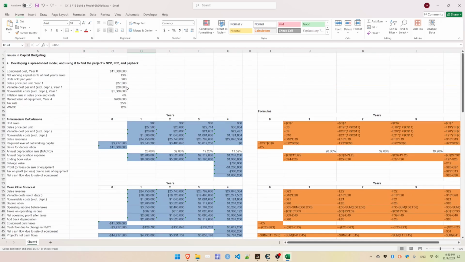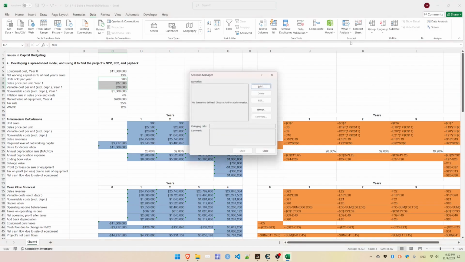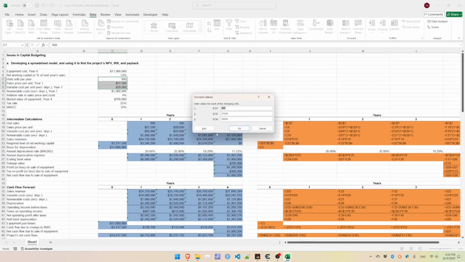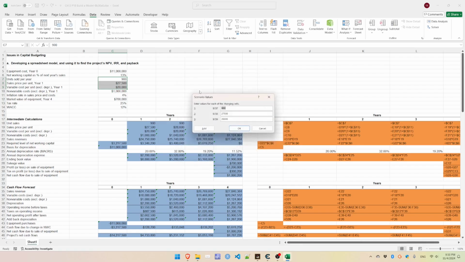Okay, and then let's say here, the important ones are these 3. So I go to data, what-if analysis, scenario manager. I can add a scenario. Let's say it's the base case, and I'm gonna change these 3 cells, and say okay: 900, 27,500, and 220,000. That's the base case, and then I can have a best case.